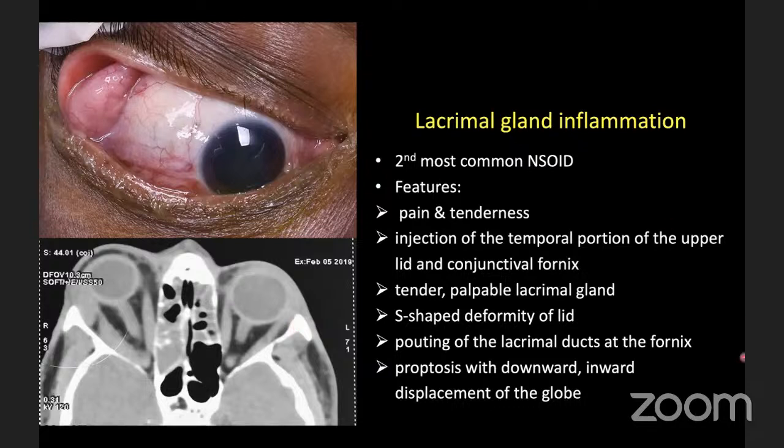Now, this is the second most common type of NSOI after orbital myositis. And here, usually, there are again classic signs of inflammation like pain and tenderness, and there is congestion of the temporal portion of the upper eyelid and conjunctival fornix. You can palpate the lacrimal gland, which is enlarged and tender. There's also an S-shaped deformity of the eyelid. And on clinical evaluation, you can make out that there is pouting of the lacrimal ducts as well. So again, on the CT scan, these features can be picked up, where you can see very nicely that the lacrimal gland is enlarged.